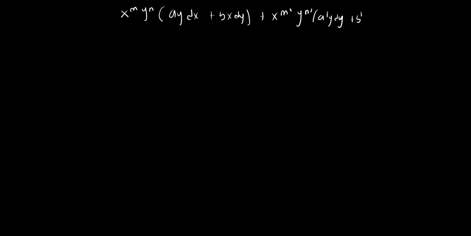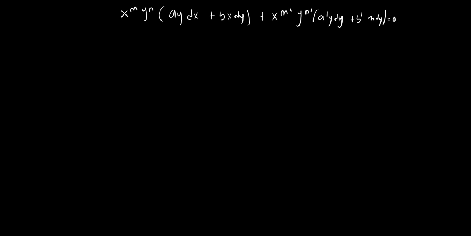Going to be looking at rule 4 of the exact differential equation, right? So for rule 4, which is a very interesting rule, when you have x to the power of m, y to the power of n, then you have your ay dx plus bx dy, plus x to the power of m prime, we're going to call it m prime, y to the power of n prime, then we have a prime y dy, then we have plus b prime of x dy is equal to 0.